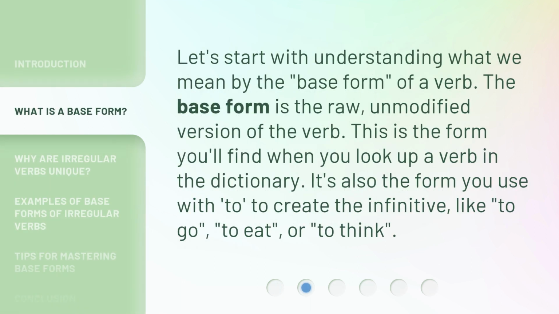Let's start with understanding what we mean by the base form of a verb. The base form is the raw, unmodified version of the verb. This is the form you'll find when you look up a verb in the dictionary. It's also the form you use with "to" to create the infinitive, like to go, to eat, or to think.